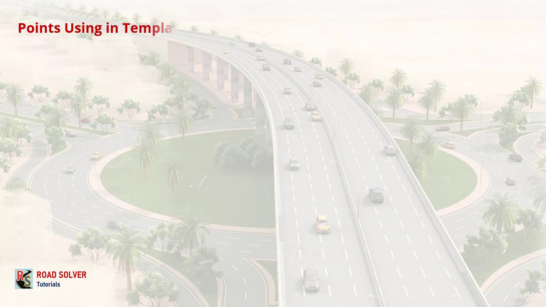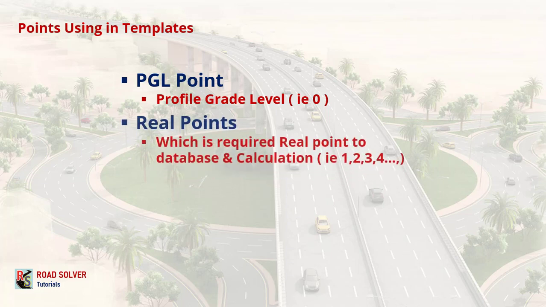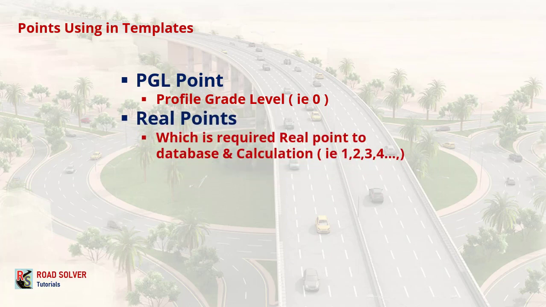Now, what are the points we use in the templates in Road Solver? The first one is the PGL point, which we write as 0. The second one is the real points. The real points are noted by real numbers like 1, 2, 3, 4. These are the points we use for the calculations directly for the cross sections and everything.